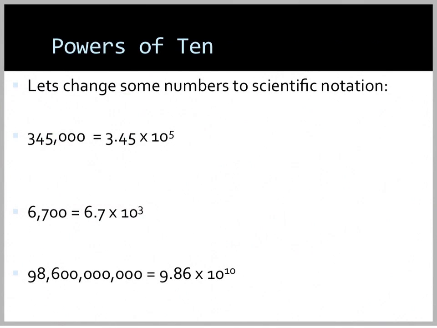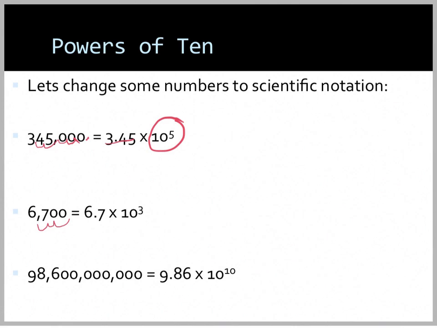So let's look at some powers of 10 and changing numbers to scientific notation. 345,000. The decimal point's right here. I'm going to move it over 1, 2, 3, 4, 5 places. So I get 3.45 times 10 to the 5th. Or 6,700, I move the decimal over 1, 2, 3 times. So it's 6.7 times 10 to the 3rd.